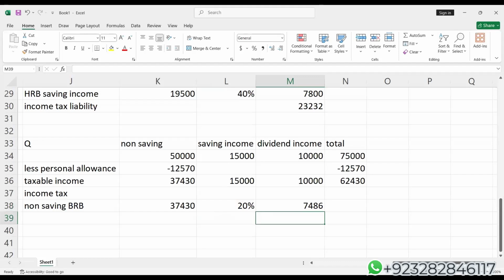Majority of the students, they are not here today. I don't know why. Maybe it's a first live revision class, so they know that it will not be so long. Okay, now we'll move towards saving income.